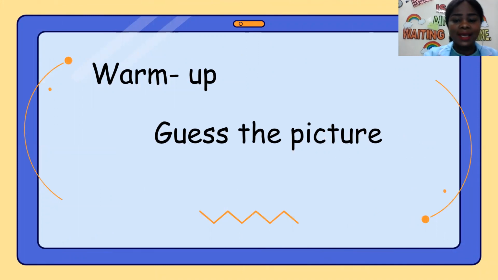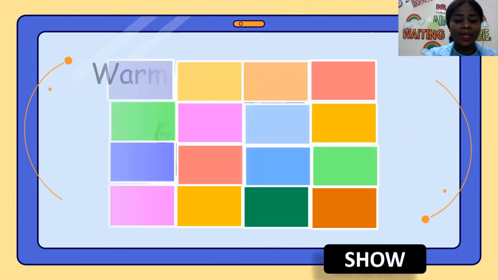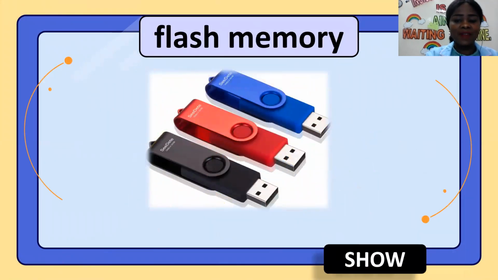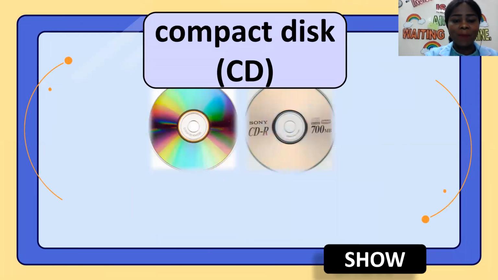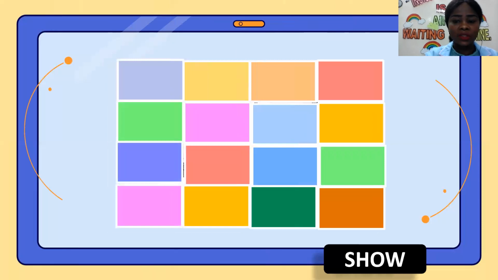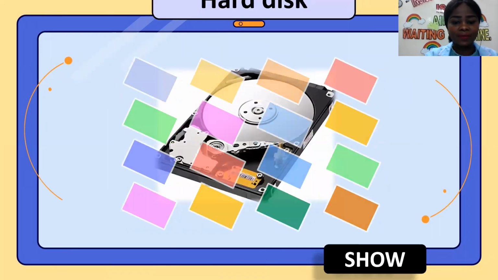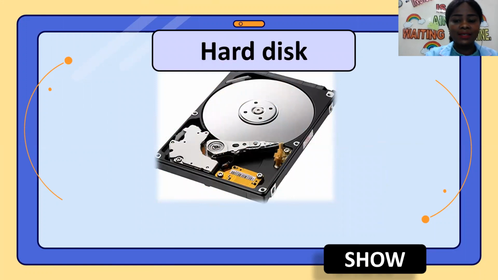Guess what the picture is? What is behind the color grid? Flash memory. Again, flash memory. What is behind the color grid? Compact disc. Again, compact disc. What is behind the color grid? Hard disk. Again, hard disk.